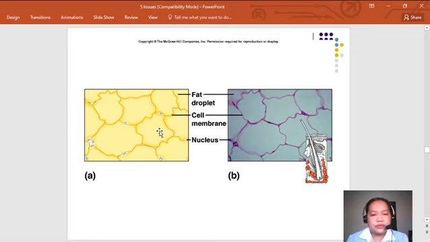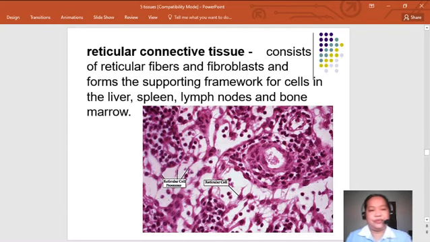This is a top view of the adipocyte. So this is one adipocyte cell, and the dark portion consists of the nucleus of the adipocyte. Next, we have the reticular connective tissue. It consists of reticular fibers and fibroblasts and forms the supporting framework of cells in the liver, spleen, lymph nodes, and bone marrow.